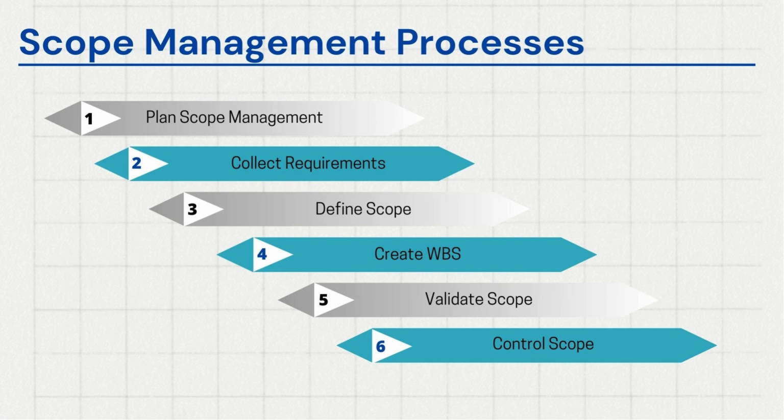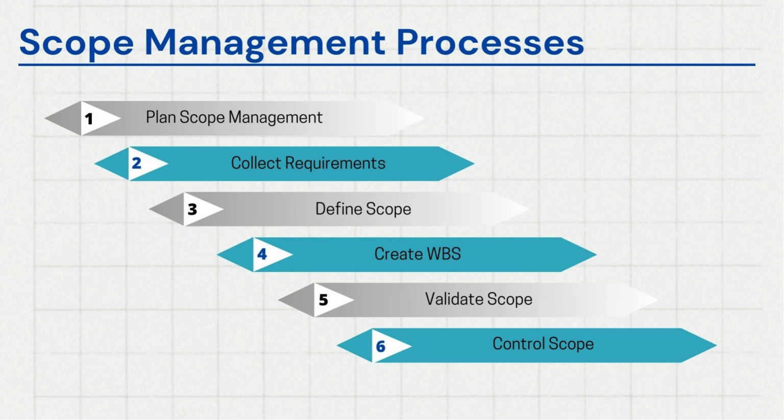Then, we have to validate the scope against the acceptance criteria that is defined between you and the customer for each deliverable that you're producing by the end of each phase in the project or product life cycle. It's important to define very clearly the acceptance criteria.